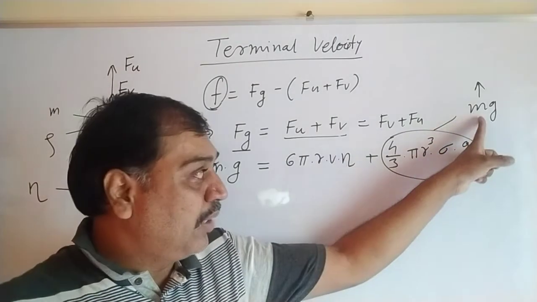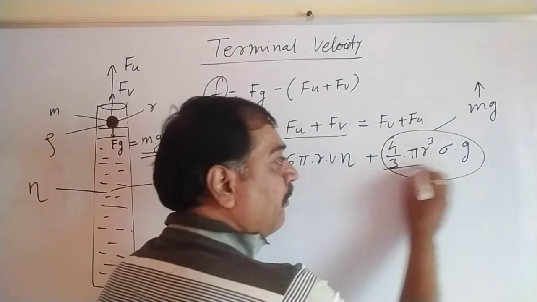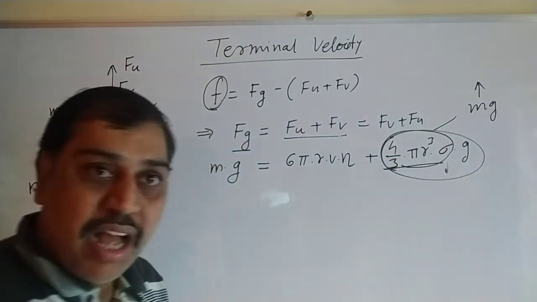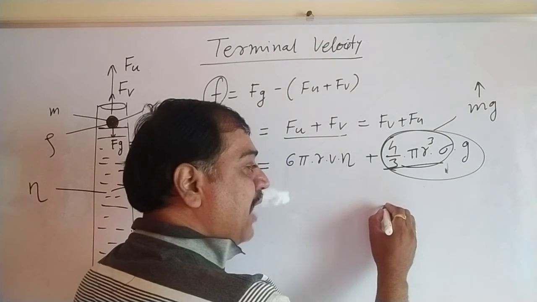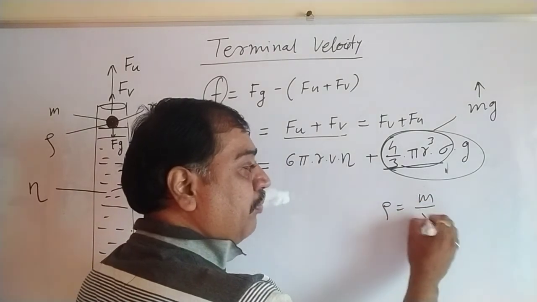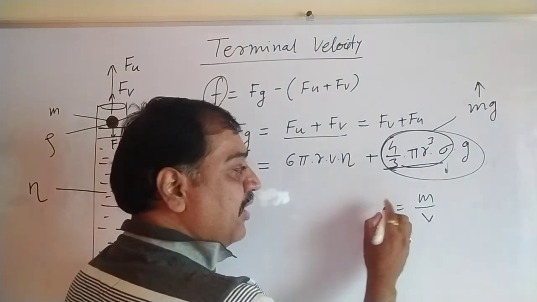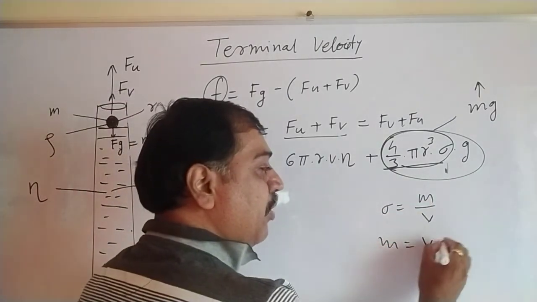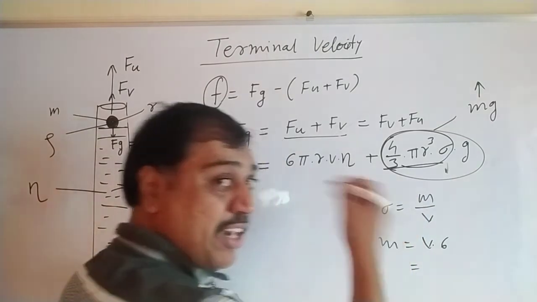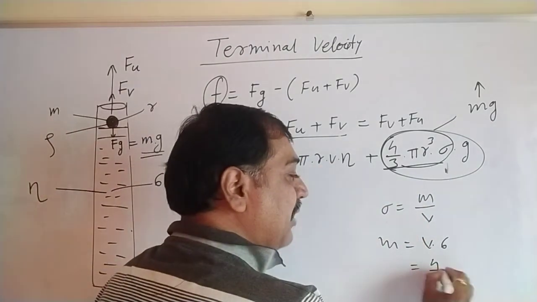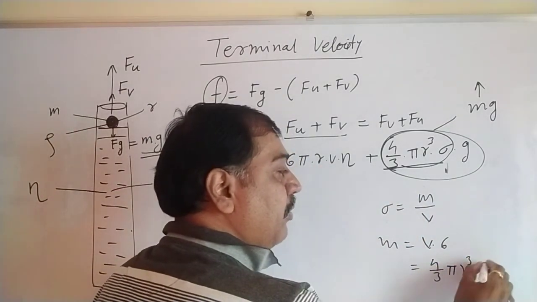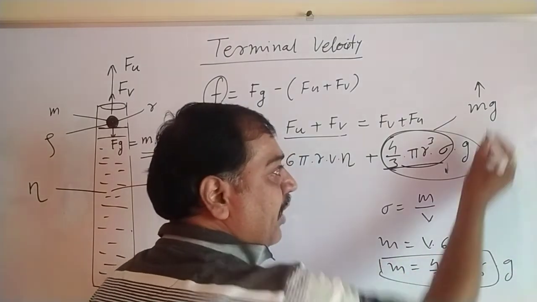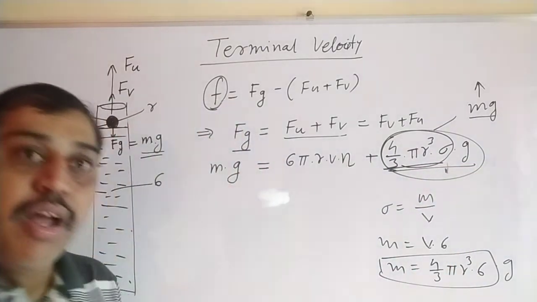So here, how does it become mg? This part, up till now, what is this? This is a mass. How is it found? Density equals mass per unit volume. The density of the fluid is sigma, so mass is volume into density. What is the volume of a sphere? It is a sphere falling. So it is 4/3 πr³ into sigma. This is the value of mass, and if we multiply it by g, we get this mg. We get this equation for upthrust.